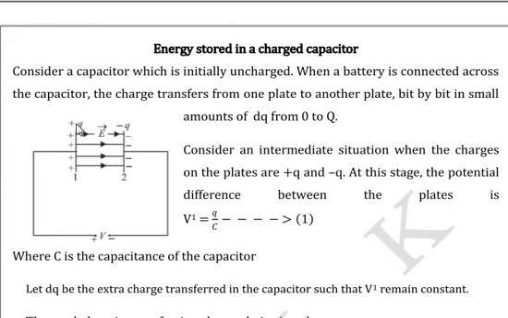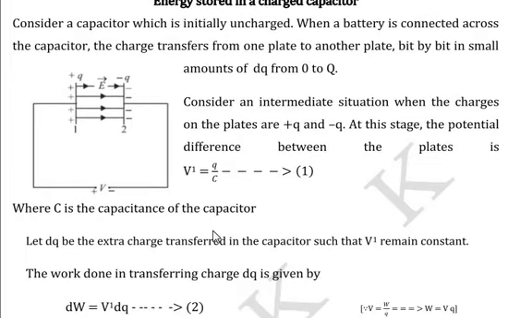So when the charges are plus q and minus q, the potential difference across the plates is v dash. When it gets completely charged, it would be V. Now it is still partially charged, so the potential difference across the plates of the capacitor is v dash. You know that v dash is given by q by C, that's by the definition of the capacitance.